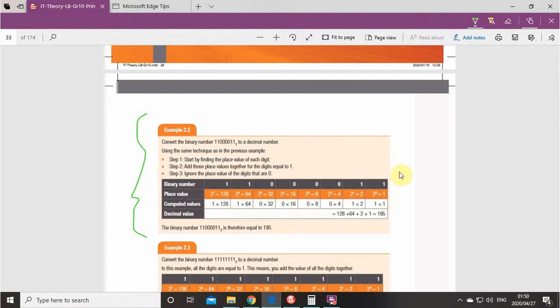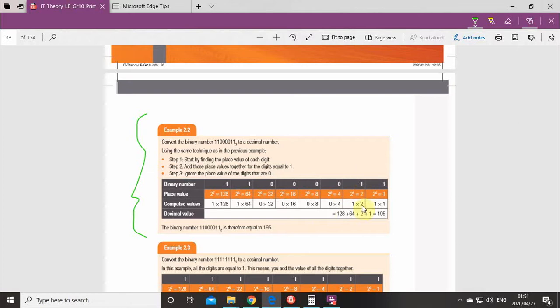Then from the left side we can say, okay, so let's take 1 times 2 to the power of 7, which is actually 128. So 1 times 128 equals 128. Then we can add 1 times 64 is 64. Then 0 times 32 remains 0, so we don't have to do that one. 0 times 16 is 0, so we don't have to do that one. 0 times 8, we don't have to do that one. 0 times 4 is 0, we don't have to do that one.